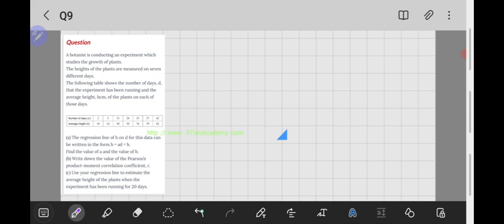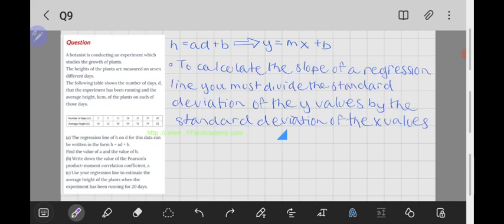One thing we can see from this equation is that h equals AD plus B is very similar to y equals mx plus b. But we don't want to mistake this for a simple straight line since we are dealing with a regression line, so to calculate our slope we have to do something slightly different. To calculate the slope of our regression line, we must divide the standard deviation of the y values by the standard deviation of the x values.